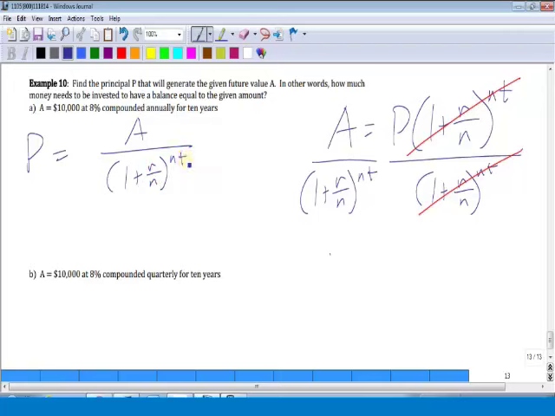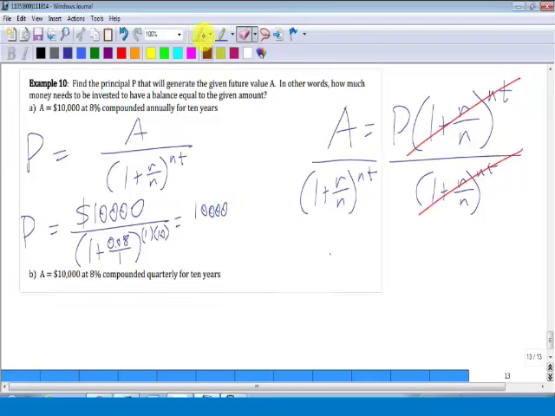You've got your goal of A, which is $10,000. So P equals the goal, $10,000, the future value, divided by 1 plus 0.08 divided by, how many times a year are we compounding? If it's compounded annually, just once. So N equals 1, to the power of whatever 1 times 10 is. So if I simplify it just a smidge, it'll be 10,000 divided by 1.08 to the 10th power.